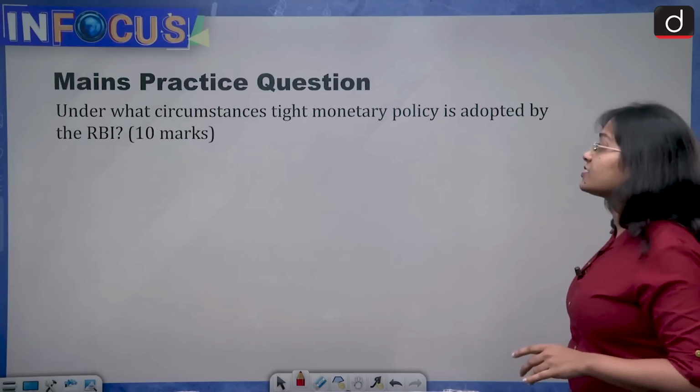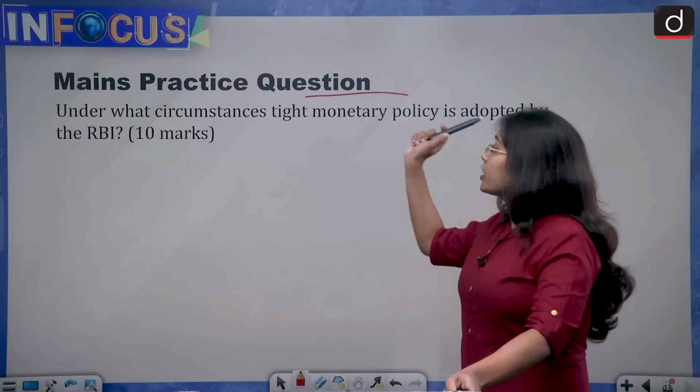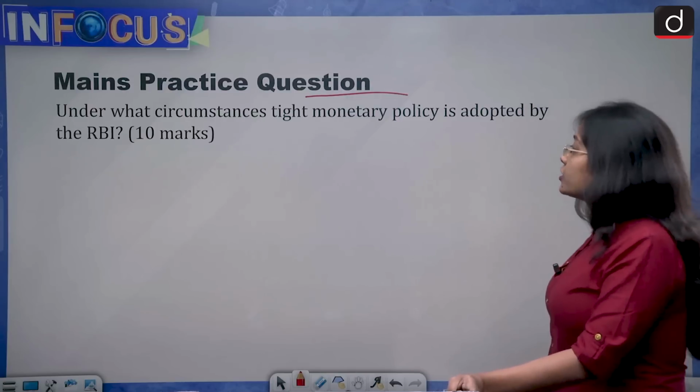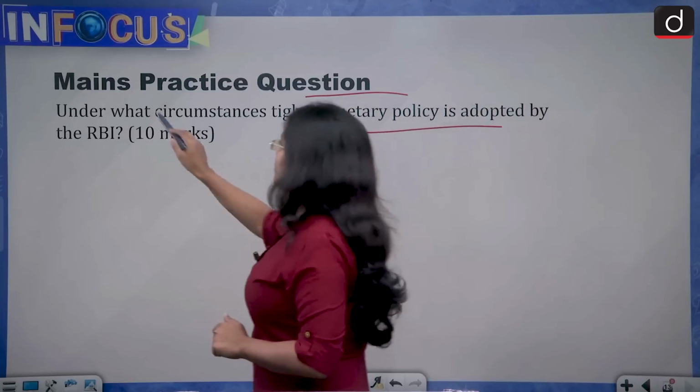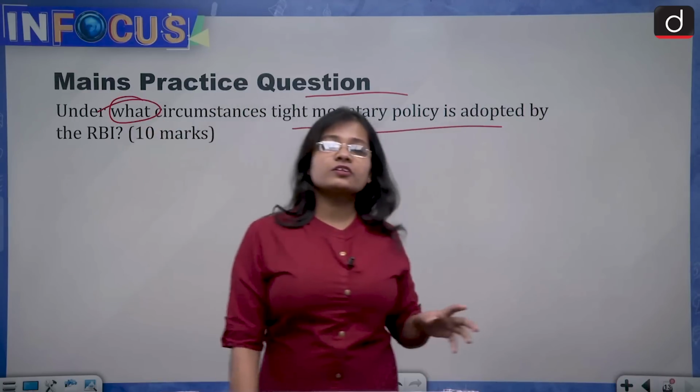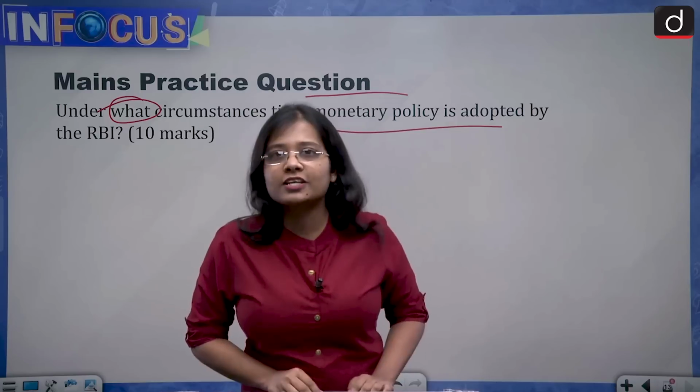Now let us come to the last section, which is the mains practice question. It says, under what circumstances is tight monetary policy adopted by the RBI? The demand of the question is, and this is a 10-marker question. You can do your answer writing practice.